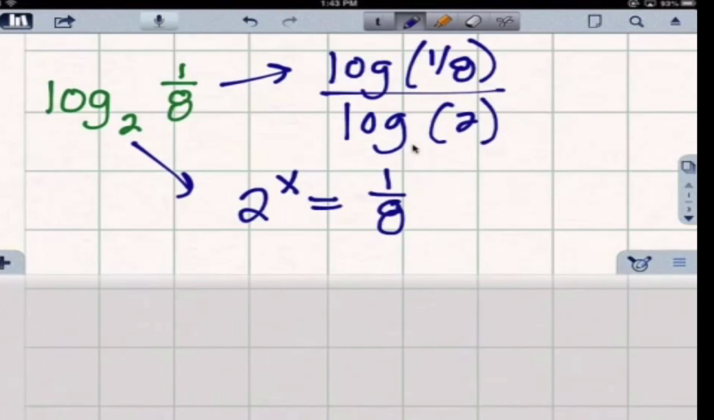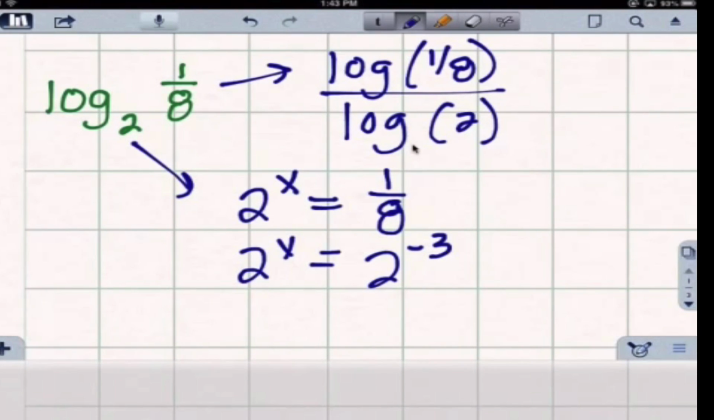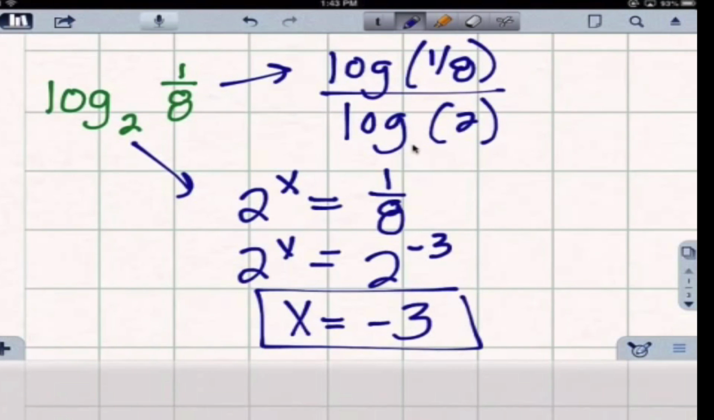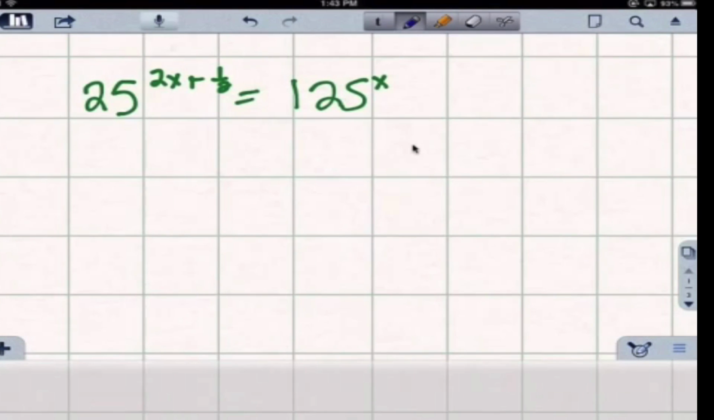Then my goal would be to make 1/8 have a base of 2. I know 2 to the -3rd power is 1/8. Since I have this same base, I can say those exponents are equal, so x is equal to -3. If you went ahead and did log of 1/8 divided by log of 2 in your calculator, you would also get -3. I do not care which way you do it, so you should use whatever method is easiest for you.